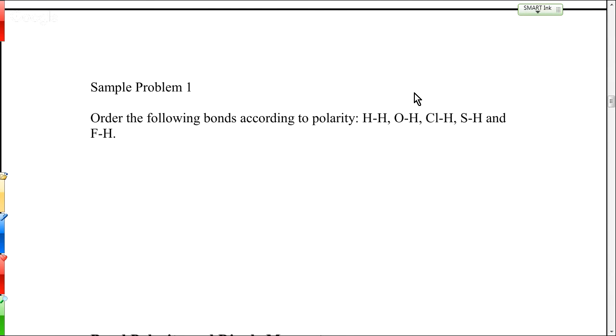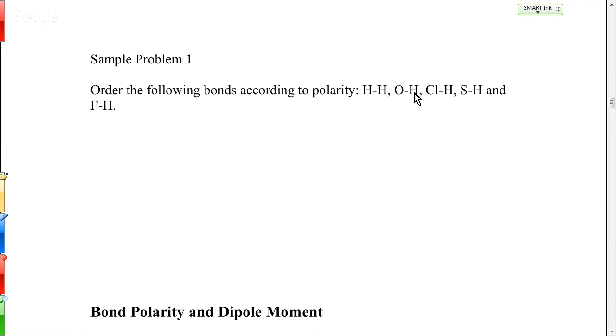What we're going to want to do then is be able to figure out if a bond is going to be polar or not, ideally without looking at the chart, but sometimes we're going to have to go look at the chart. So without going back to the notes or to the chart, see if you can order those 5 bonds according to polarity, least polar to most polar. And you're going to be guessing this. This is going to be kind of a best guess scenario.